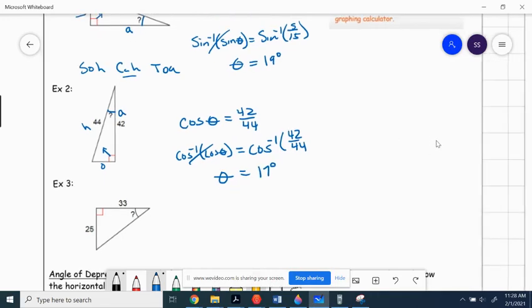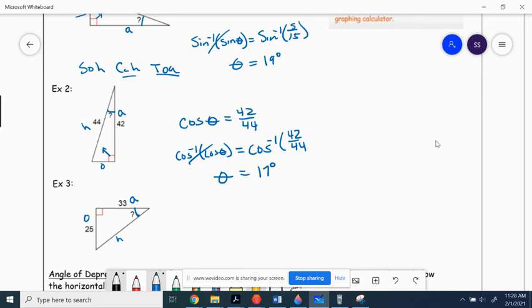All right, last example here, example 3. First thing we want to do, label our sides in terms of this angle. All right, we have our side that is next to but not the hypotenuse. That is going to be our adjacent, and the 25 that is across from the angle. So this is our opposite. And again, we don't need it for this problem, but this is our hypotenuse across from the right angle. So which trig ratio uses opposite over adjacent? That is TOA, or tan.